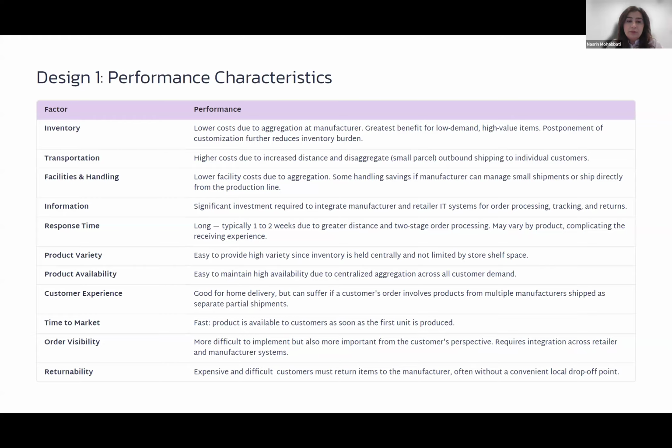And then order visibility might be difficult if there is not a good IT system. Returning the products might be expensive and difficult for the customers because they have to ship it back to the manufacturer. It's going to take time to be processed.